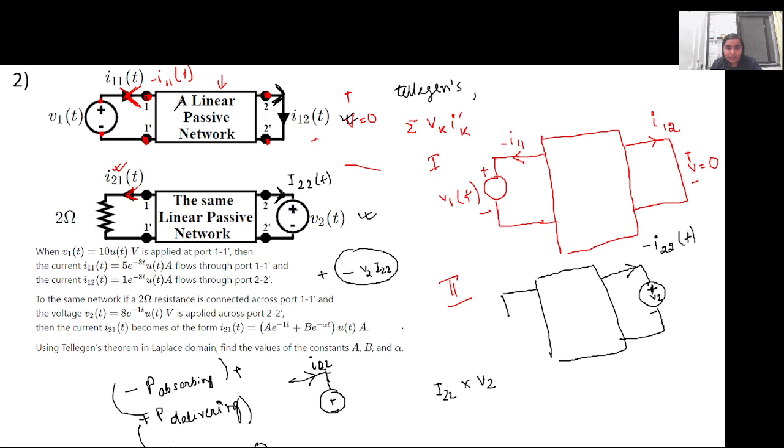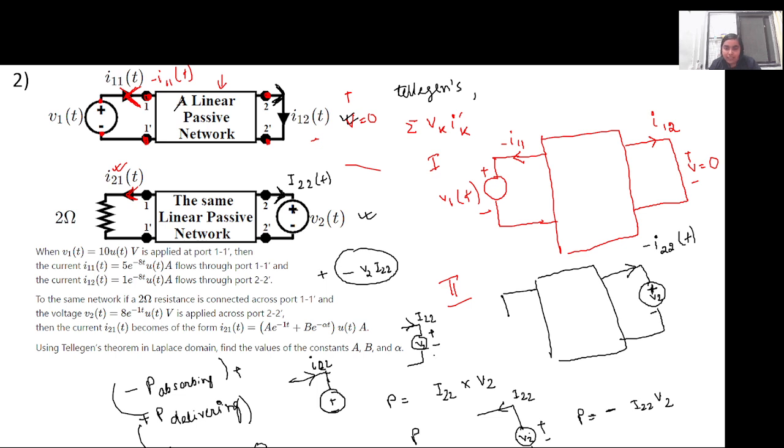Now, for example, if the case is like this, and this is suppose V2, in this case it is getting absorbed, right? If the case had been I22 was going out and there is a V2 here, so it is delivering power. So in this case, the power delivered will have a negative sign, I22 into V2.